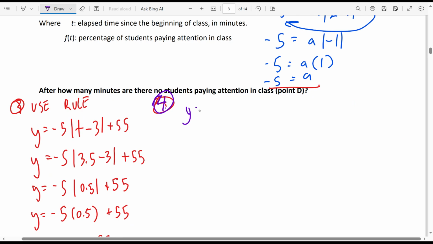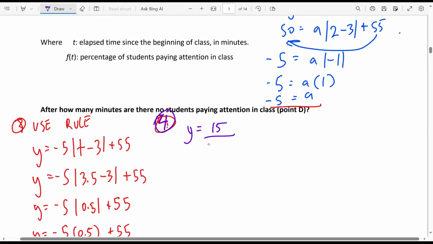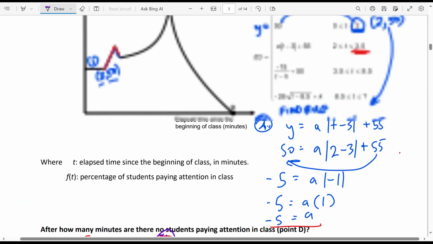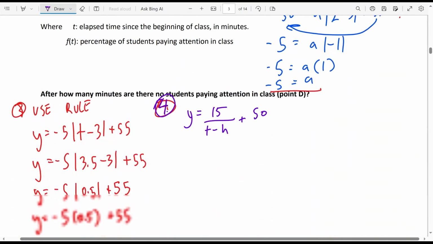So y is equal to 15 over t minus h plus 50. It's negative 15? Yeah. Oh, thank you. Okay, so negative 15. All right, so now that I have this, I can plug in.